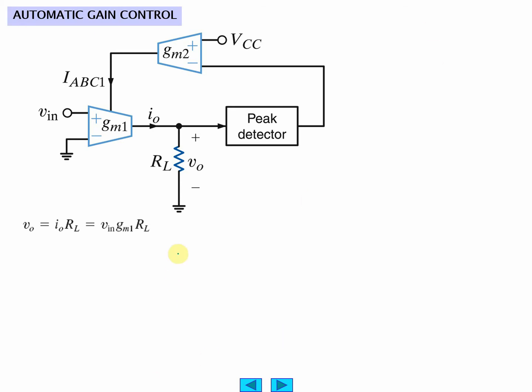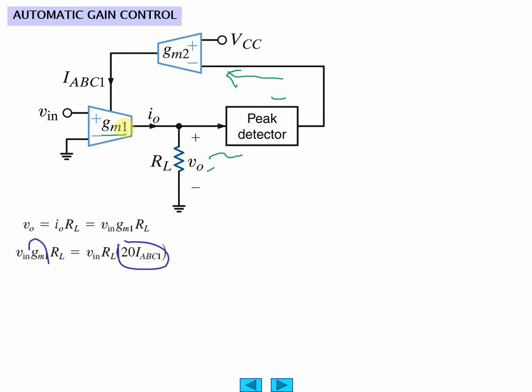Next circuit, we're going to talk about an automatic gain. So what's going on is we have a V out here, and it goes into some sort of peak detector, and this drives the signal to say, turn down the gain on this guy, if the signal is too big.